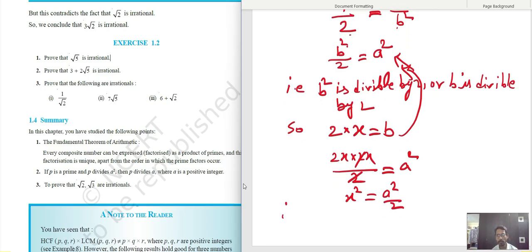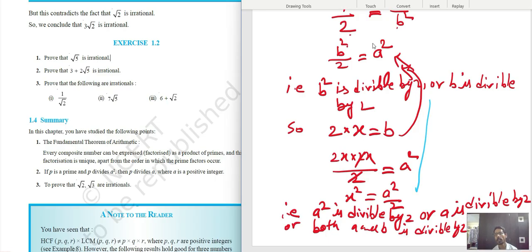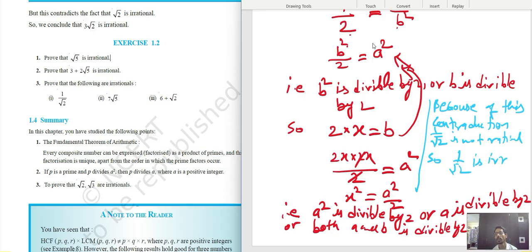Again we can write, that is a square is divisible by 2, so a is divisible by 2. So both a and b are divisible by 2. And last statement we will write, what will you write at the last? Because of this contradiction, 1 by root 2 is not rational. So 1 by root 2 is irrational. Okay. Hence proved. Got it?